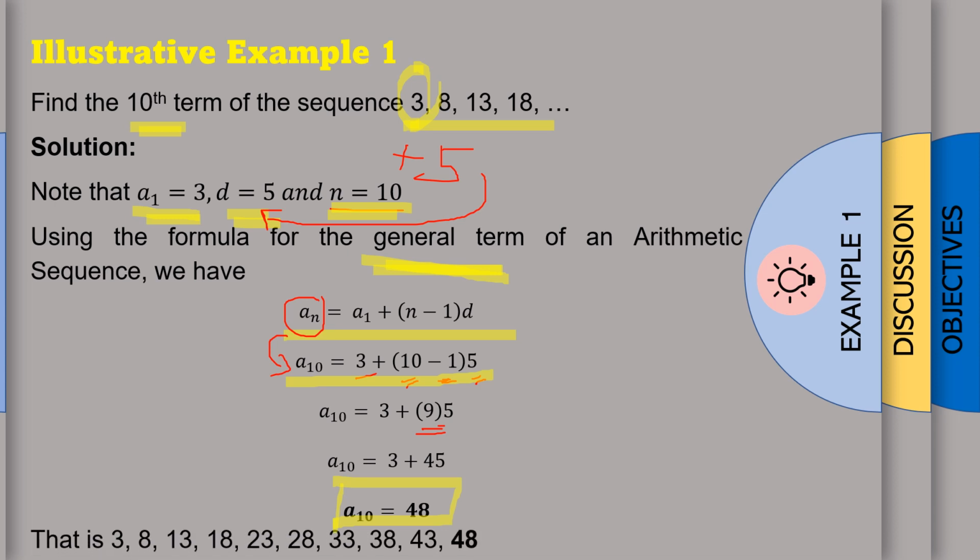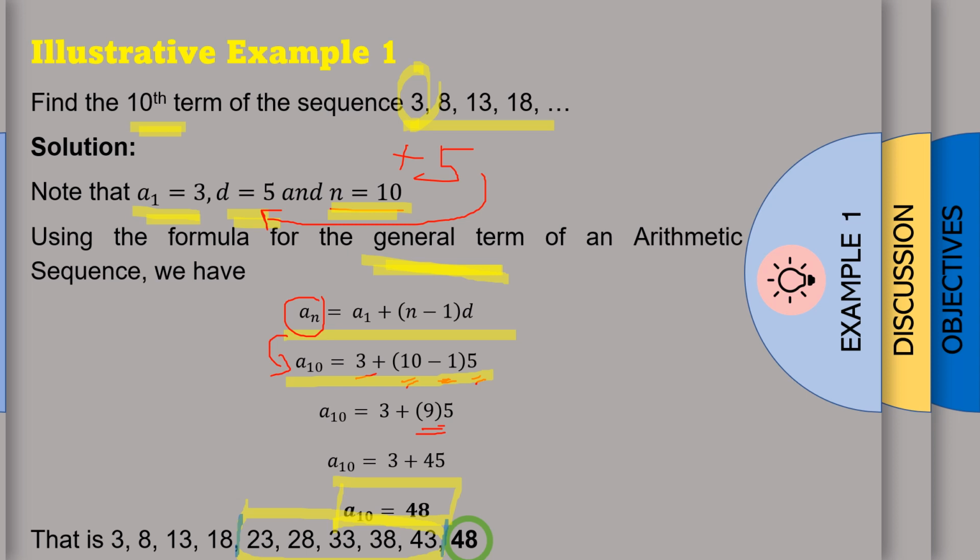See? So that is 3, 8, 13, 18, 23, 28, 33, 38, 43, 48. So if you're going to enumerate, ito siya. Di ba? Ang laking tulong na may formula tayo. Bakit? In-skip natin tong part na to, yung 23 to 48. In-skip natin yan kasi may formula tayo. We can jump directly doon sa position na gusto nating mahanap.